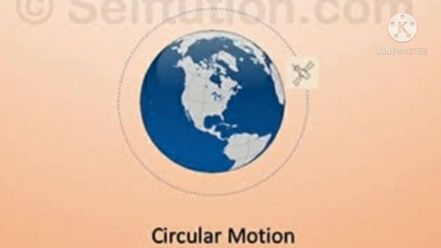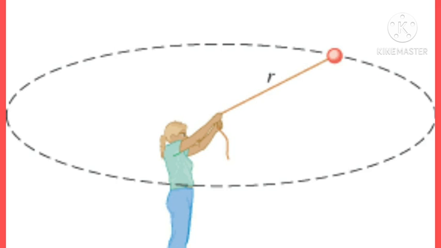Next is circular motion. When a body moves around a circular path, its motion is called circular motion. When we tie a string to an object and whirl it around, the motion of the object is called circular motion. Another thing is that the distance of the body from the center of the circular path remains the same in circular motion.